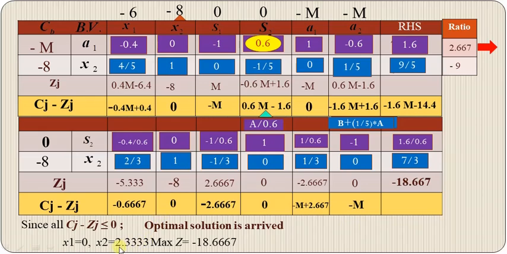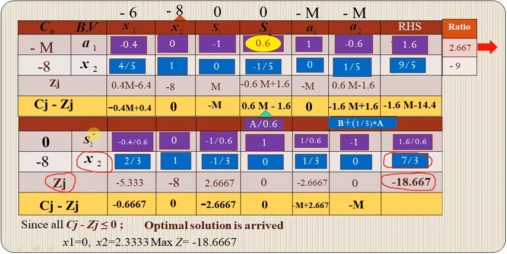Now we can read the decision variable values. x1 does not come in the picture anywhere, so you can write x1 is 0. What is the value of x2? x2 is nothing but 7 upon 3, which is 2.333. Remember how to read: x2 value is 7 by 3. Value of Zj is minus 18.667. There is no x1 value, that's why I can write x1 equal to 0.